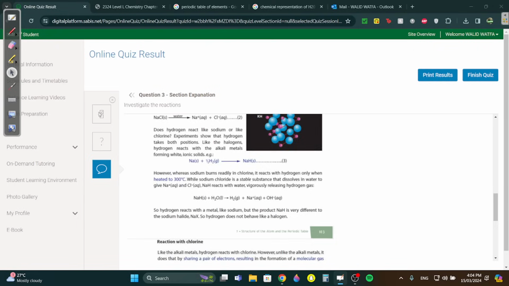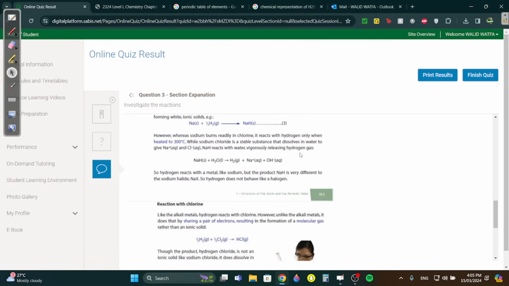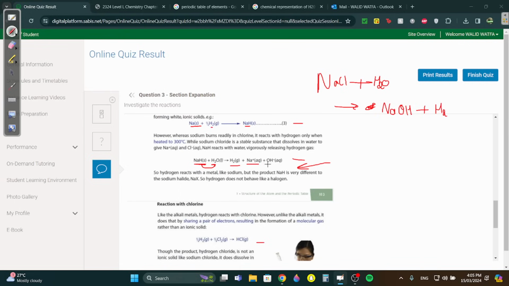Or how about the reaction of NaH? The main two you have to know are these. Well, it's three, sorry. This, and this. The alkali metal plus hydrogen gets you alkali hydride. The alkali hydride plus water gets you hydrogen gas, similar to when we had NaCl plus H2O. We got the alkali hydroxide plus hydrogen gas, same exact thing, but this time you have Na and OH.